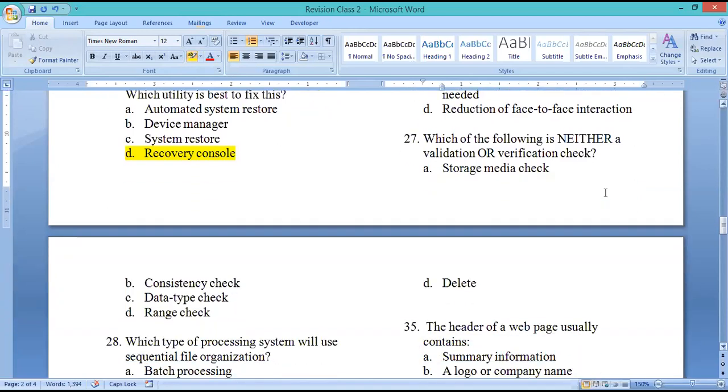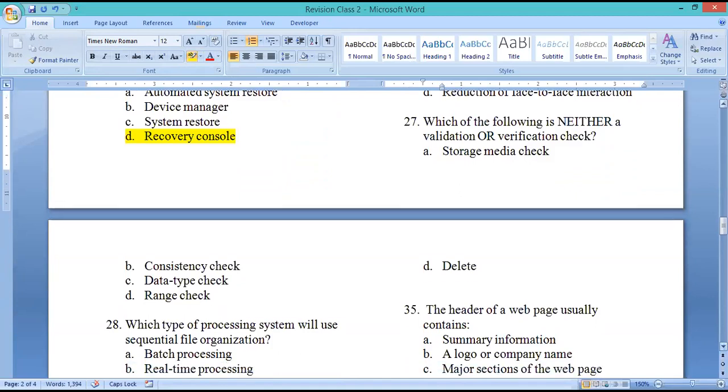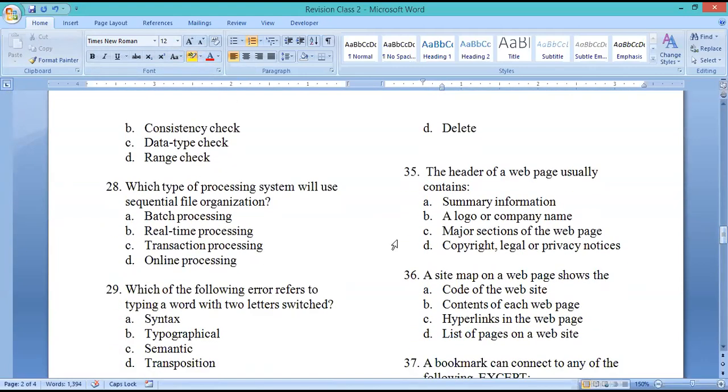All right, which of the following is neither a validation nor verification check? Is it, Miss, A, a storage media check? Correct. Number 28, which of the processing systems will use sequential file ordering? Which of these would use sequential?